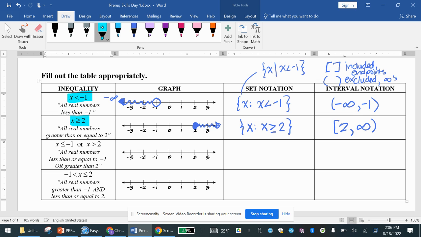All right, so this next one is an "or." So it's giving you two conditions. x is less than or equal to -1 or greater than 2. So the set notation, remember, looks pretty much exactly like the inequality.